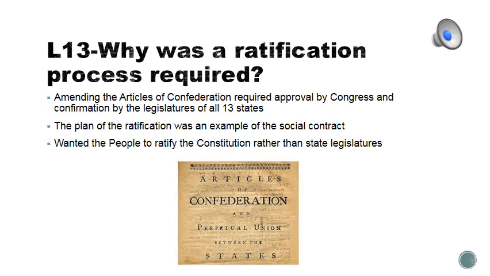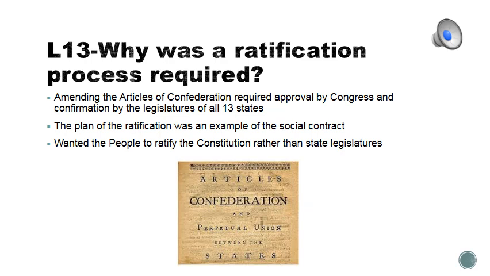So why was a ratification process required? This goes back to the Articles of Confederation. If you wanted to amend the Articles, and in this case, the Philadelphia Convention is eventually just going to throw the whole thing in the trash. Amending the Articles of Confederation required approval by Congress and confirmation by the legislatures of 13 states. But what James Madison proposed for the ratification of the Constitution, for it to go into effect, is 9 out of 13 states.